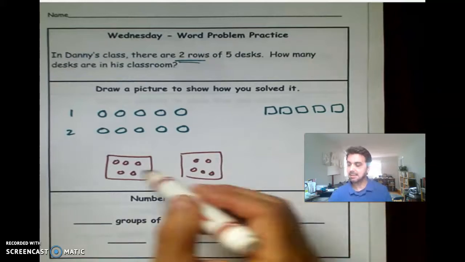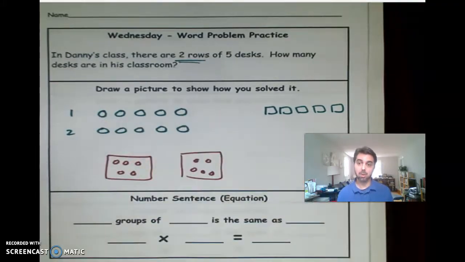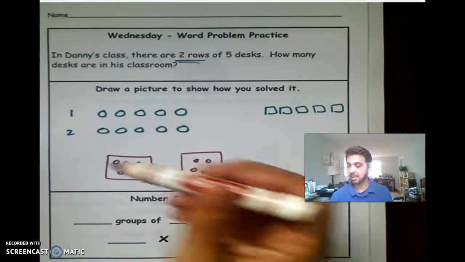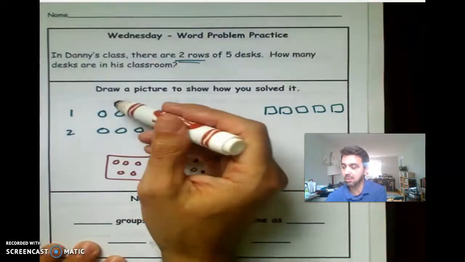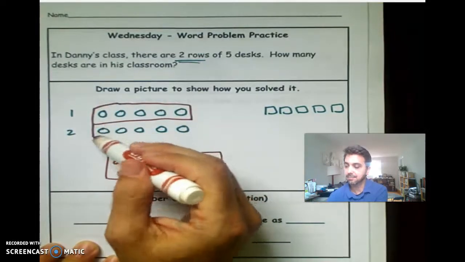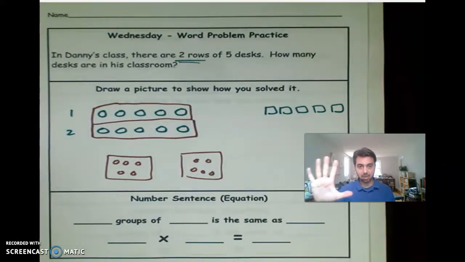So how are these sets connected to the array? Well, one way is you have 2 groups. Here you have 2 rows. So your groups are actually rows. So there's one group there, and there's another group there. So we have 2 of them. And there's 5 in each row.